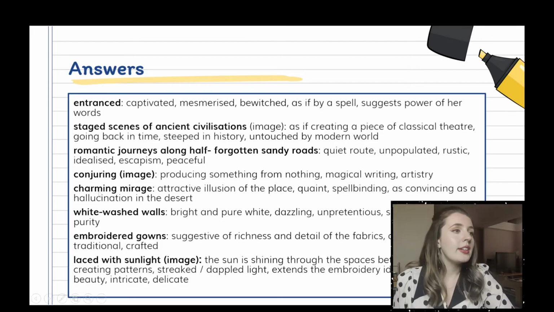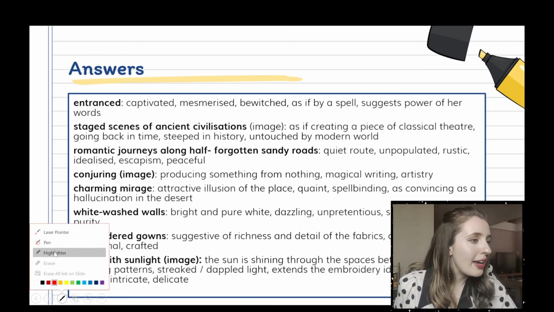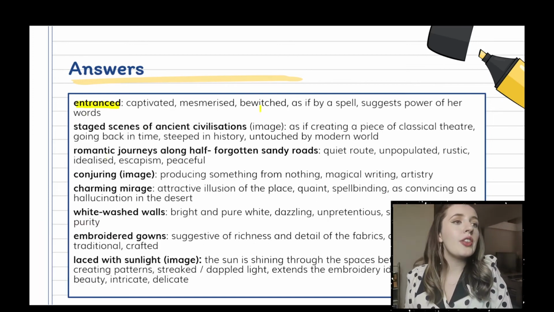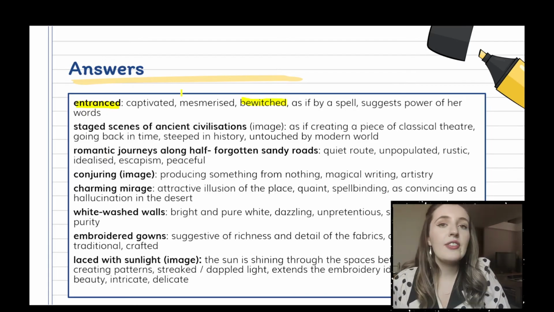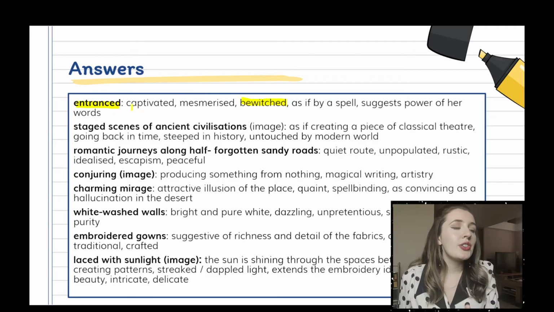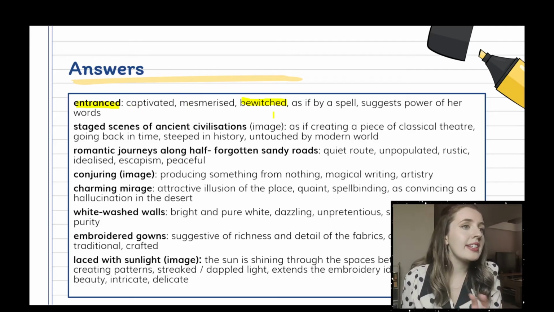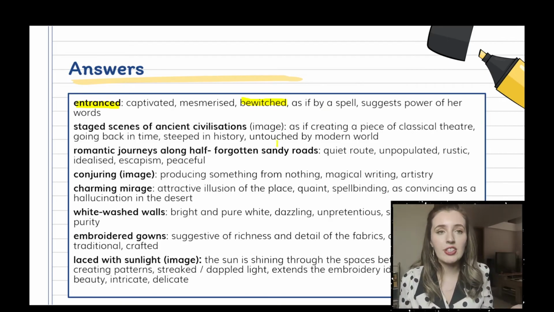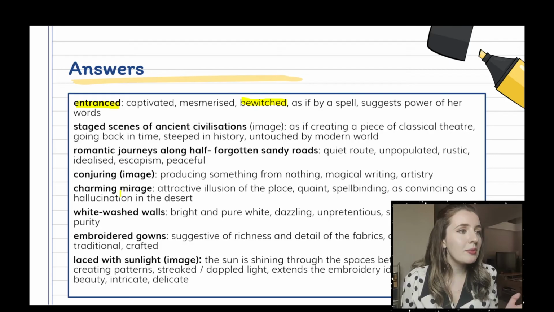So with the word entranced, let me just pull up my highlighter. The word entranced, right? This is trying to show that it's something magical. If you're in a trance, it's like you're hypnotized by magic. So it shows how captivating, mesmerizing, bewitched as by a spell suggests the power of her words. Like her words are casting a spell on you. And that's also really similar to these ideas of conjuring a mirage.